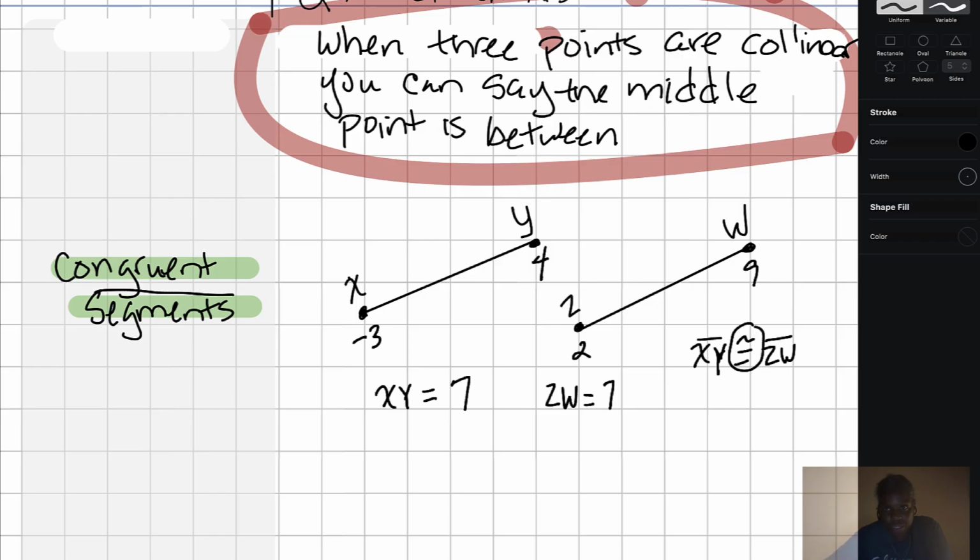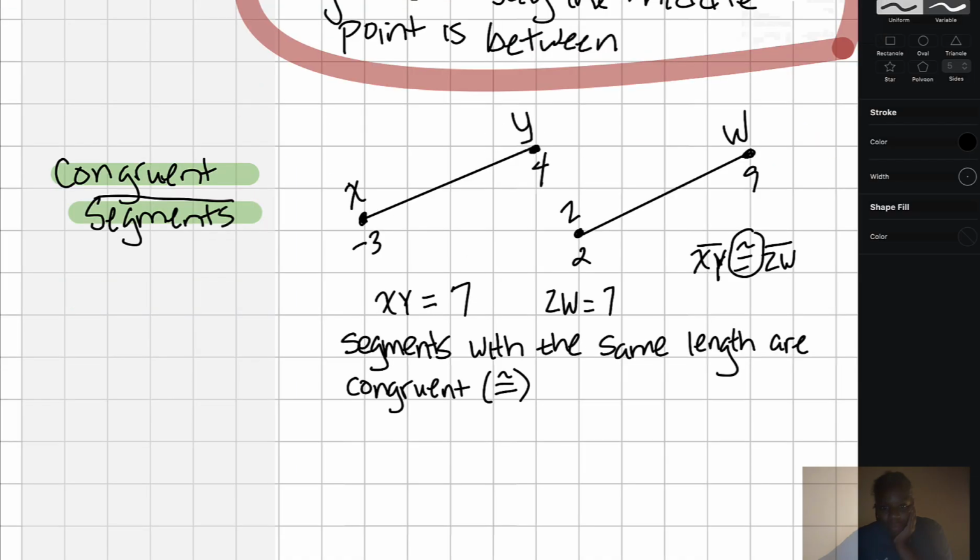So what are congruent segments? I'm glad you asked. Write this definition down, please. So the definition: segments with the same length are congruent. This symbol literally says congruent. So that's what congruent segments are.